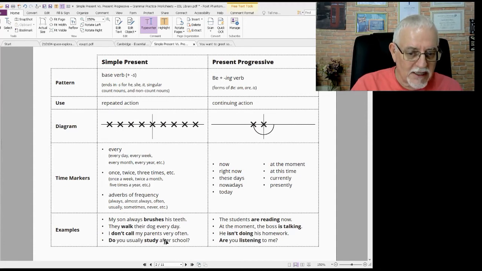Do you usually study after school? This is a question in the interrogative, and we use the auxiliary verb do to make the question. Do you usually is the adverb of frequency, which tells us that it's going to be in the present simple tense, or the simple present tense. Do you usually study after school?